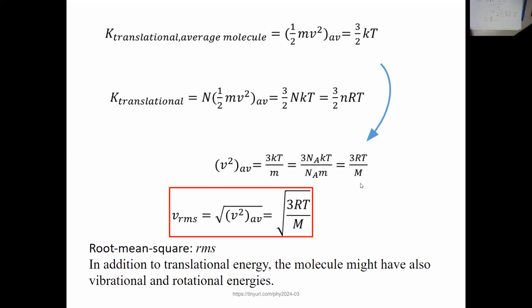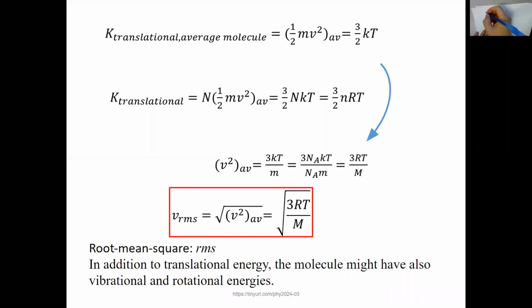So then you can take the square root of this v squared average to get the root mean square. Okay, so this root mean square means you're taking the square root of a quantity's squared average. So that's what it means. So that equals the square root of the v squared average. All right, now v squared average is equal to 3RT divided by capital M. Okay, so then root mean square speed of the molecule should be equal to the square root of 3RT divided by capital M.